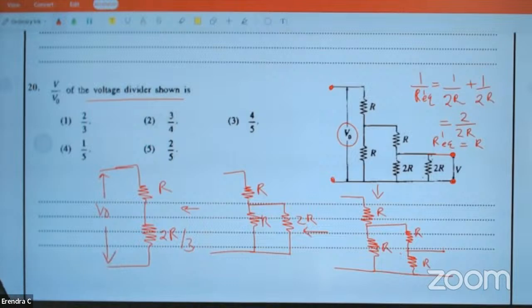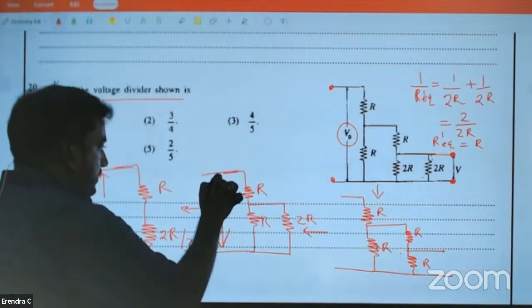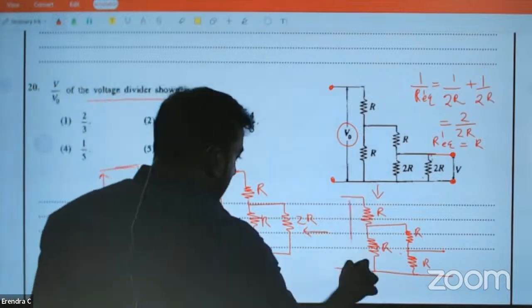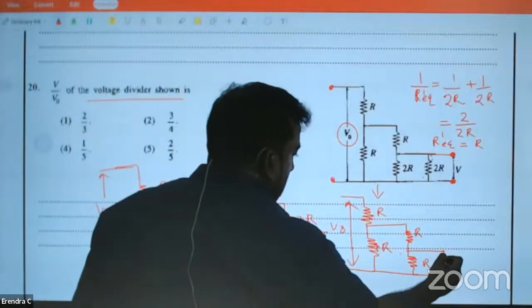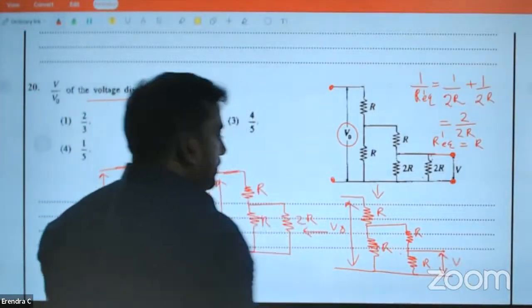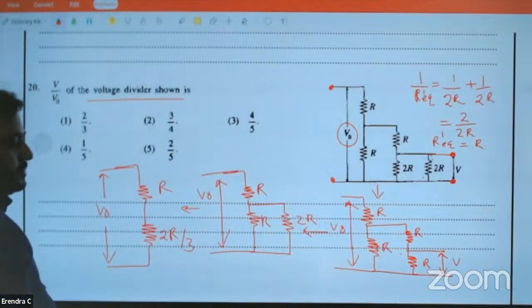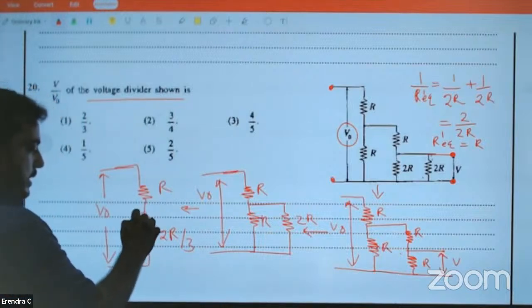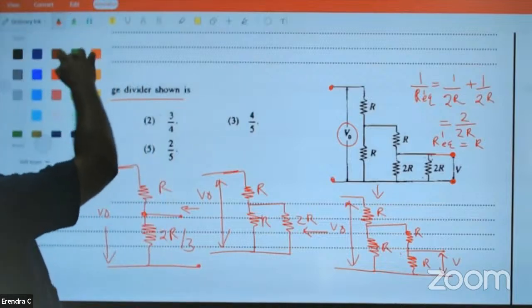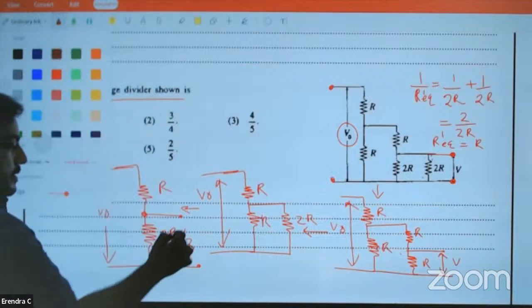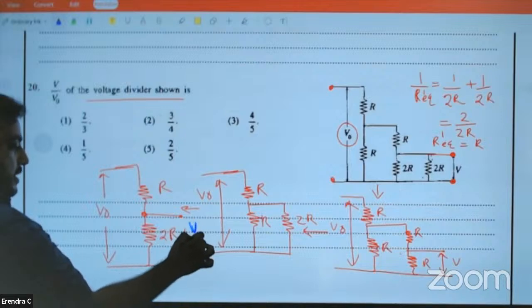This voltage only we need. Right. Potential divider. Let's find the voltage here. Let's find the voltage there. This voltage, I'll name this V1.